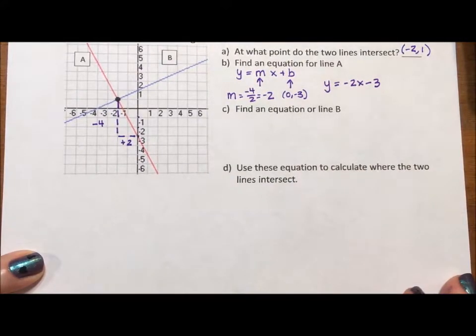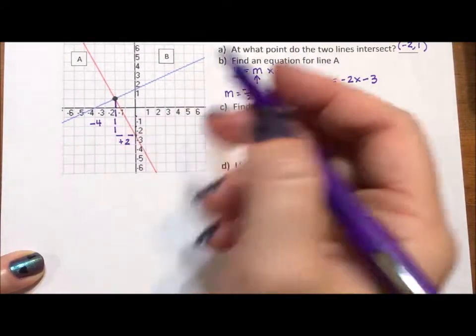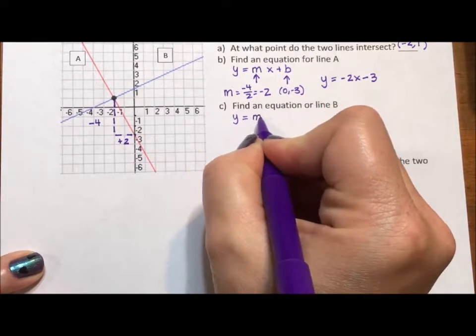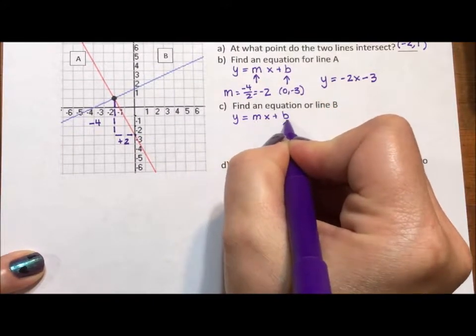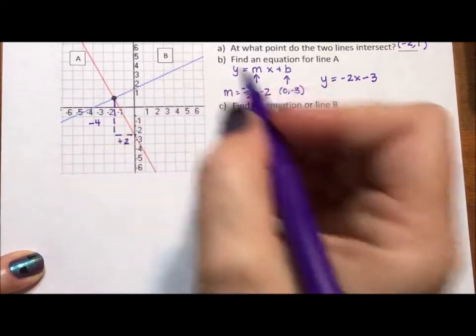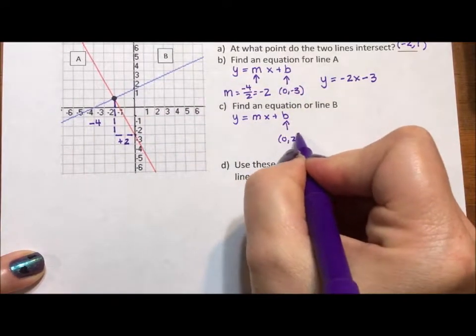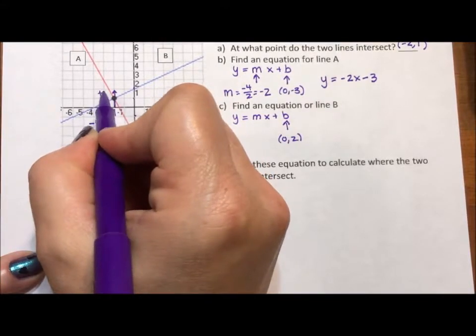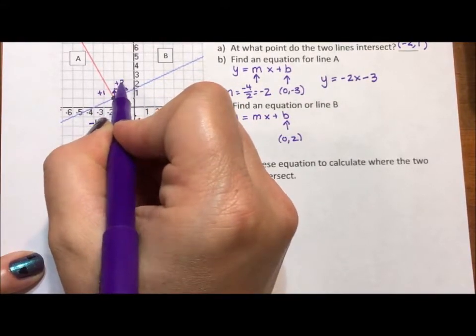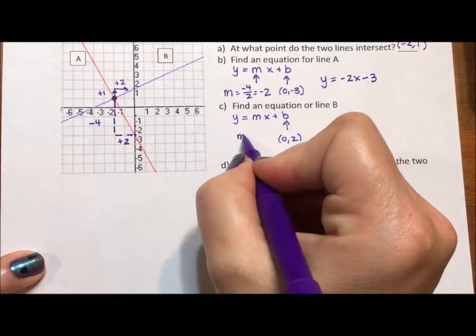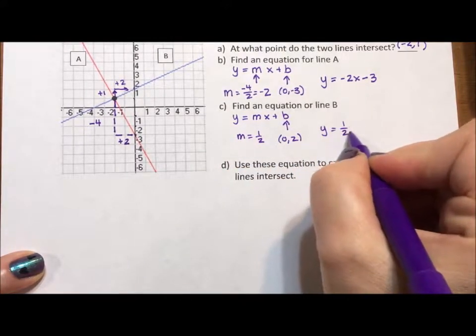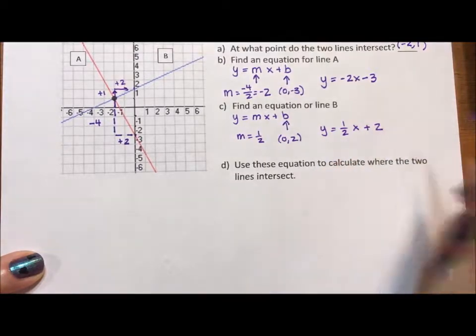Okay, now we need to do the same thing for line B. Line B, once again, we start with y = mx + b. My y-intercept is at 1, 2, so (0, 2). The slope, well, to get from here to here, I go +1 and I go +2. So I have a slope of 1/2. So y = 1/2 x + 2.